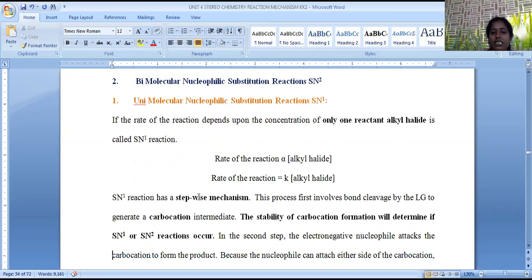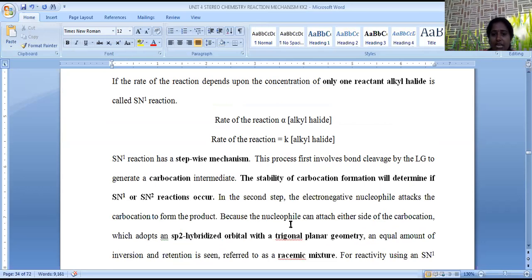So rate equals K into the concentration of alkyl halide. The SN1 reaction is a stepwise mechanism. In the first step, formation of a carbocation is possible. It is the stable intermediate generated. This carbocation occurs only in the SN1 reaction. So if it is highly stable, then the reaction mechanism proceeds through SN1. If stability is extremely low, then the mechanism proceeds through SN2 and there is no possibility of carbocation formation.